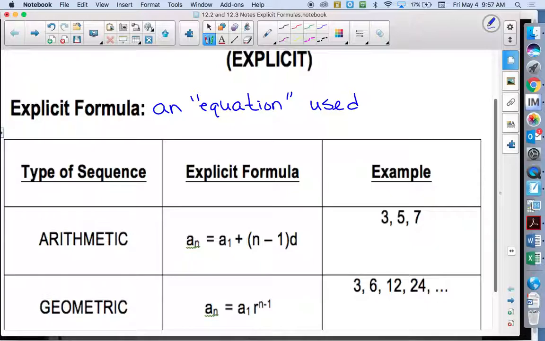To write that, we'll learn too. So an explicit formula is an "equation," and I have quotes around that because you can't really call it an equation. It represents y equals mx plus b or ax squared plus bx plus c. But that really represents something where you should be connecting the points, and this is a sequence. Those points aren't connected. Remember, don't connect the dots when you're graphing. So it's an equation used to represent the nth term in the sequence.